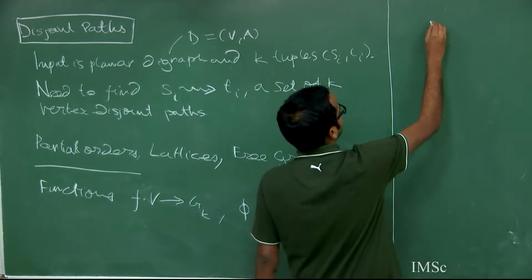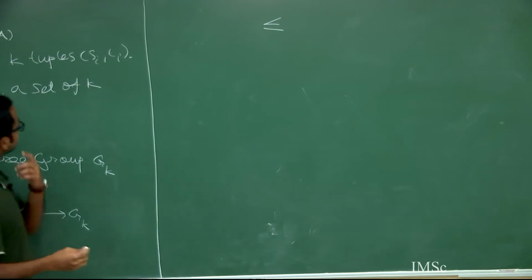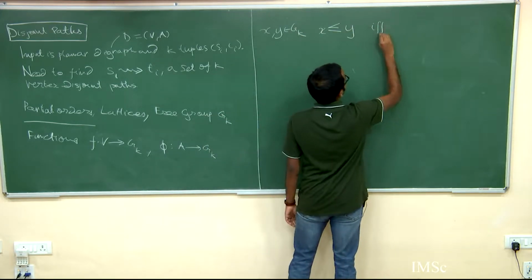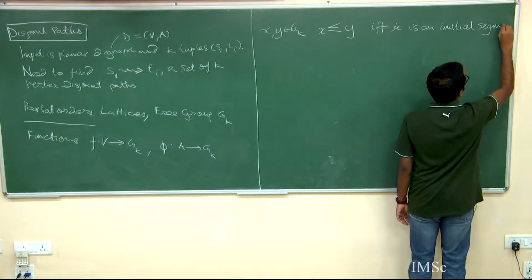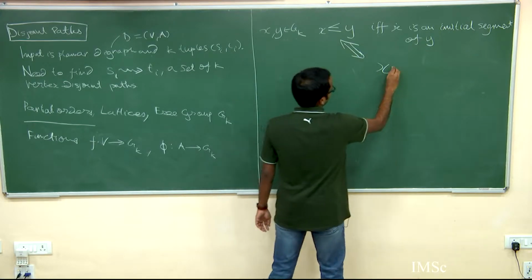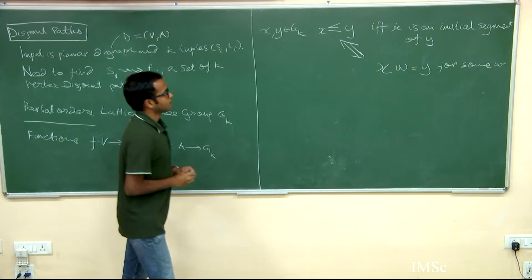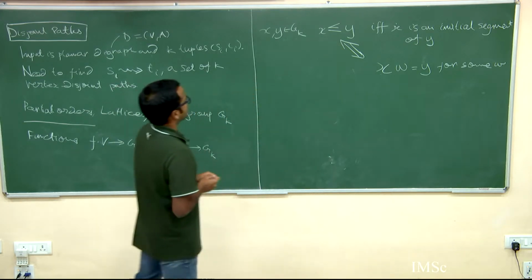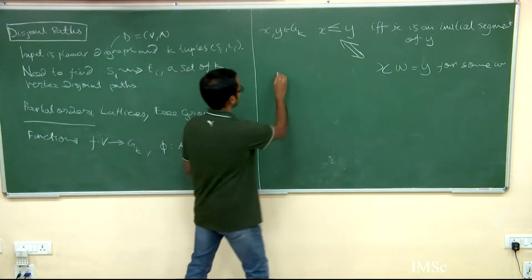So the last time we had defined this partial order on the elements of Gk. Okay, so what was this? So basically, this means that, okay, x is an initial segment of y. This is what it means. Now this is a partial order on Gk. We saw that this can be extended to a lattice on Gk just by adding an extra element.